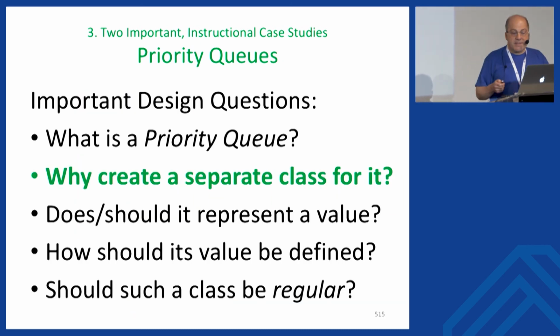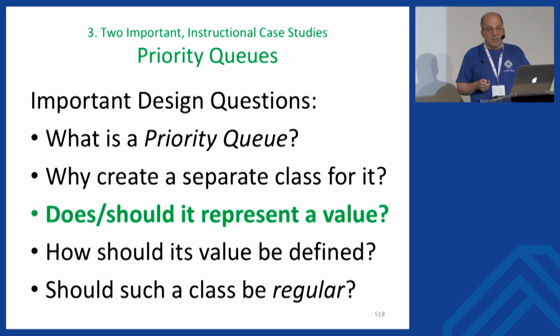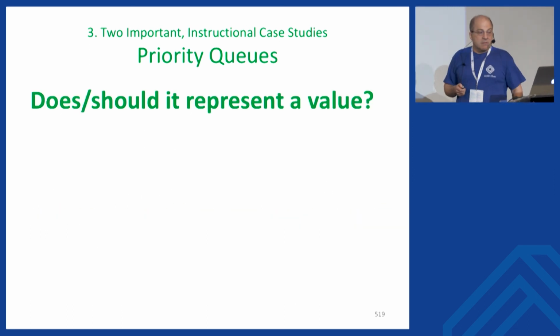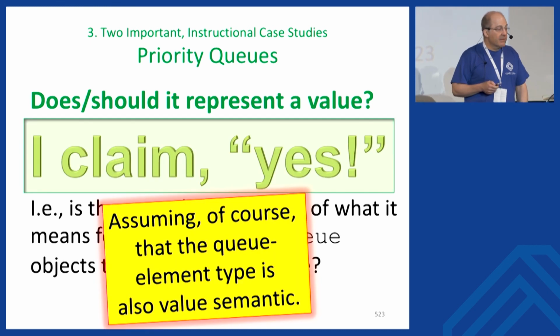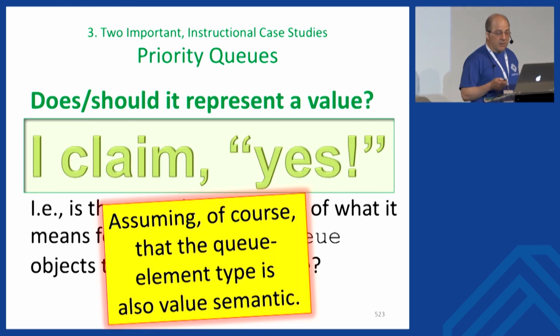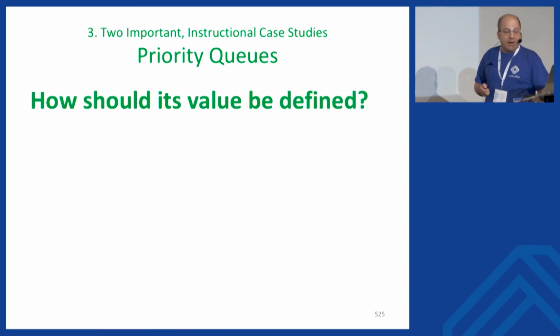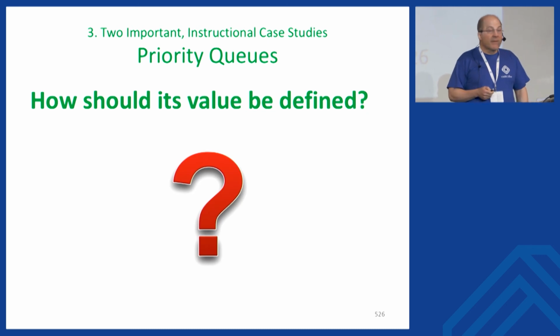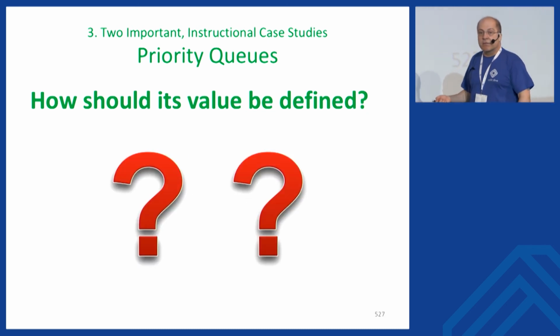So why create a separate class for it? Because it's a cool data structure, so I'll put this up. Should it represent a value? Obviously, because I wouldn't have it up if it didn't. And assuming, of course, that a queue element type also has value semantics. If it doesn't, it doesn't make sense. How should it be defined? How should we define value? Somebody tell me, what is the value of a priority queue?